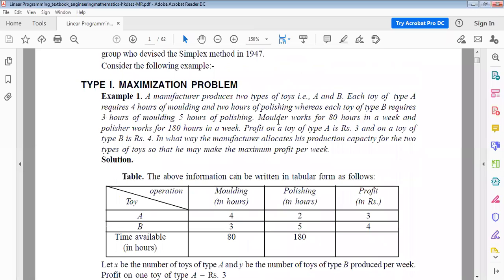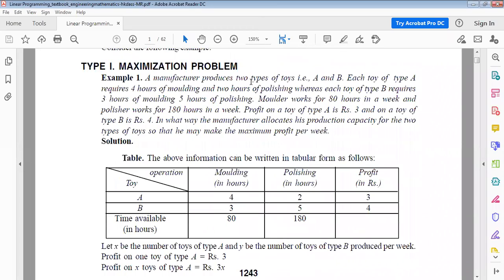Okay, the first type, maximization problem. How to formulate the maximization problem. A manufacturer produces two types of toys. One is A, another is B. Actually, to produce these two types of toys, we have to perform two functions. One is molding, other is polishing. Then we get profit. Actually, for toy A, we get profit 3 taka, and for B, 4 taka.